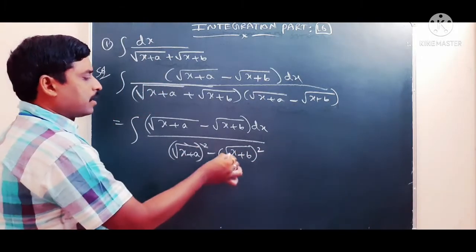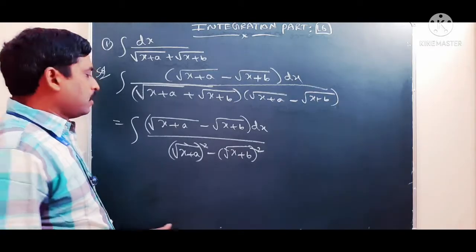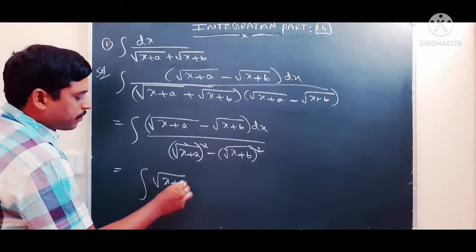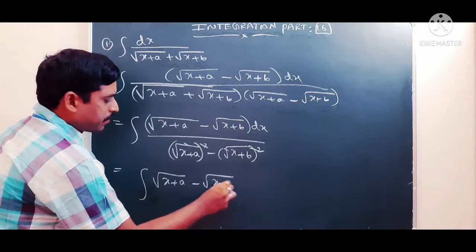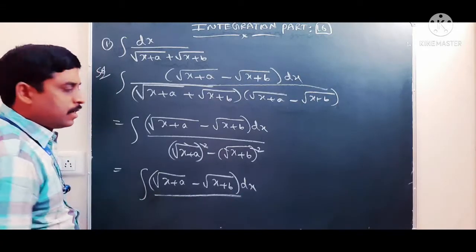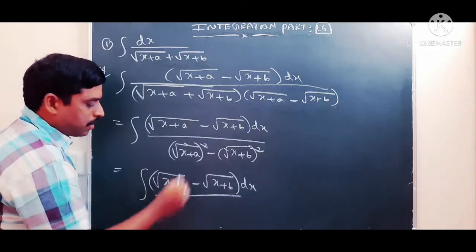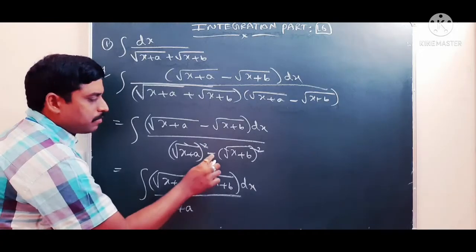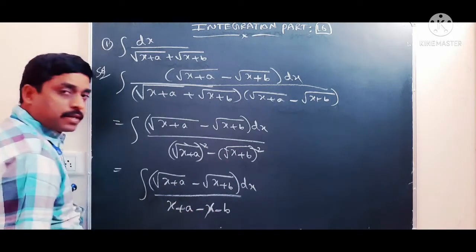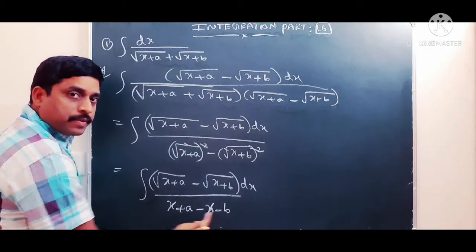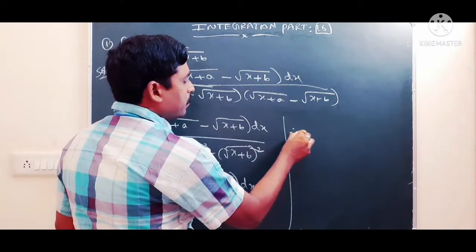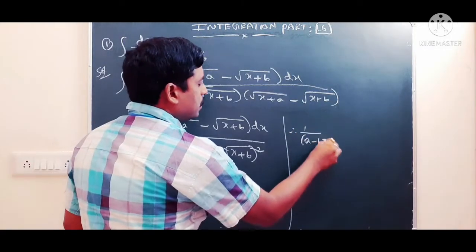So the root square gets cancelled. Now in the denominator, root x plus a minus root x plus b. In the denominator, one x gets cancelled. Right, first x plus a minus 1 multiplied with this one, minus x minus b. One x gets cancelled. In this, a minus b, so 1 by a minus b is constant.